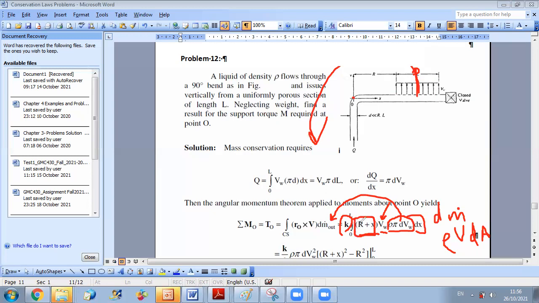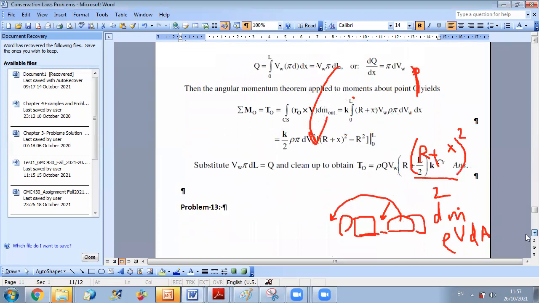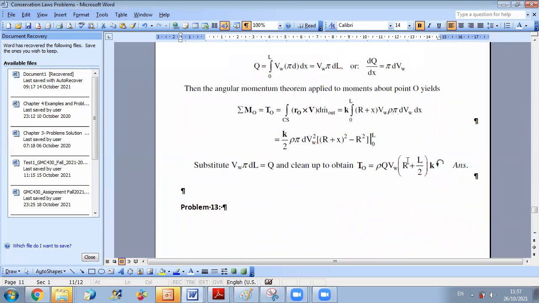The integral of r plus x with respect to x is r plus x squared over 2, and then you apply your integration between 0 and L, and you get your result. So this will give you that the torque that should be applied should be equal to rho q VW times r plus L over, and you will be done.